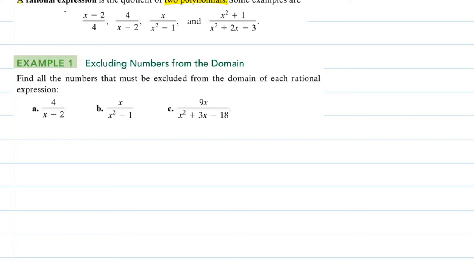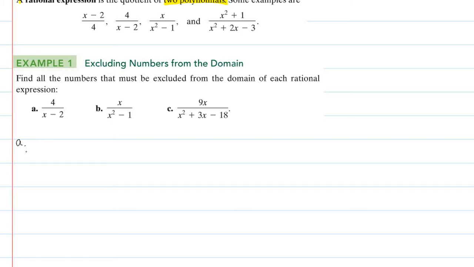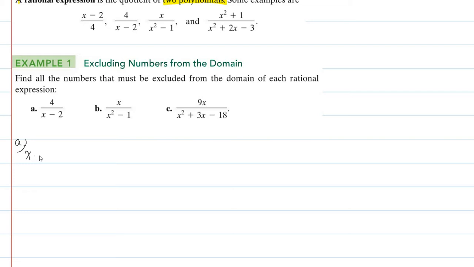Let's start with part A. Like what I said, all we have to do is set the denominator so it cannot be 0. So if you add to both sides, you're going to have x cannot be 2. So that is your first answer. This is really straightforward.